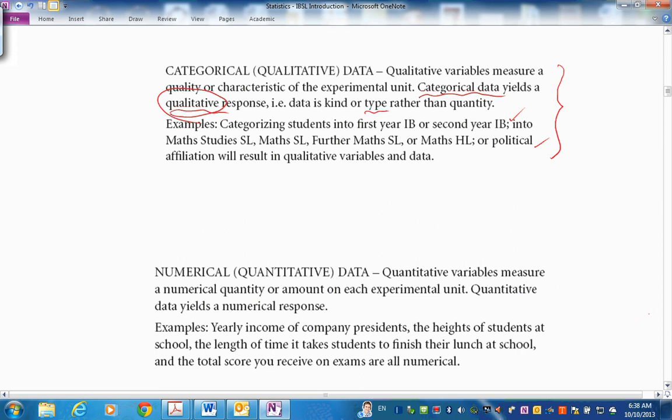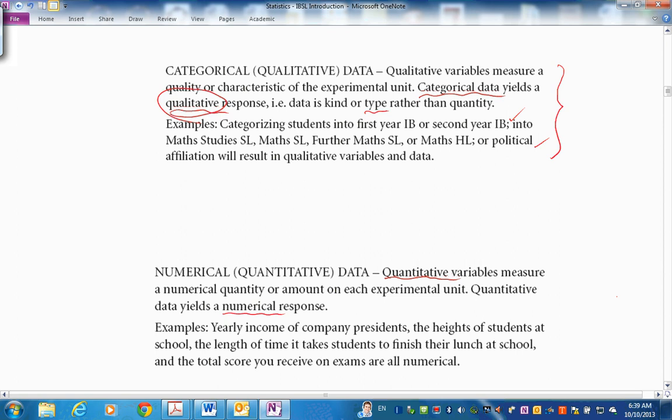Getting the idea? Well, what about numerical or quantitative data? Quantitative variables measure numerical quantity or amount of each unit. Quantitative data yields a numerical response. So with that sort of data, like height, how can you measure that?